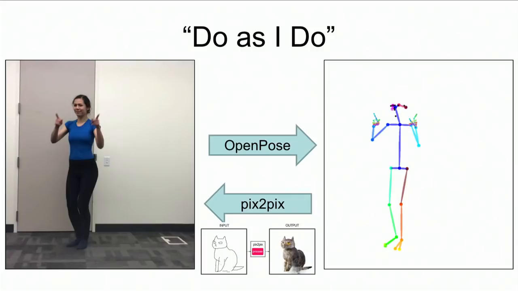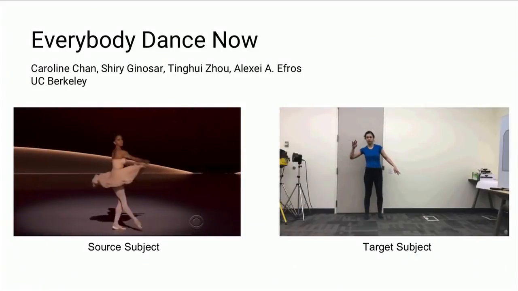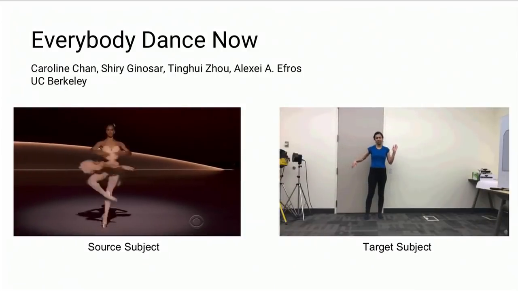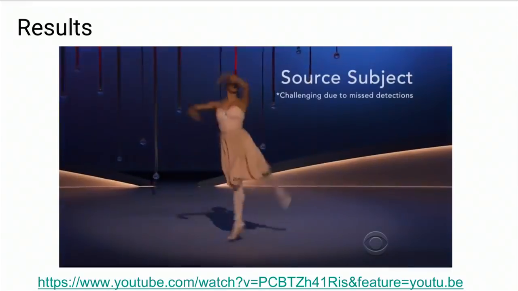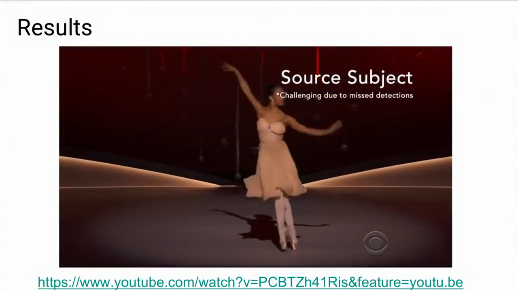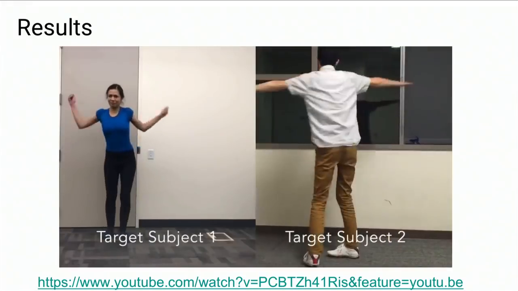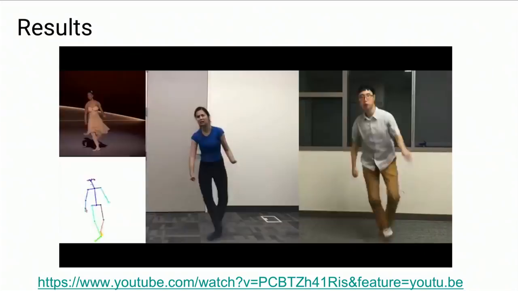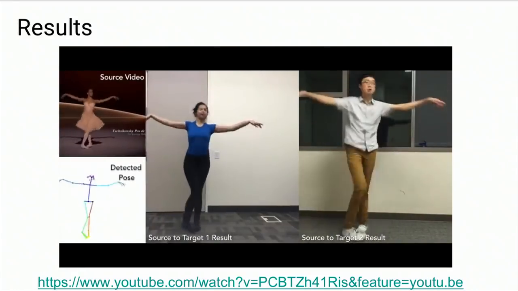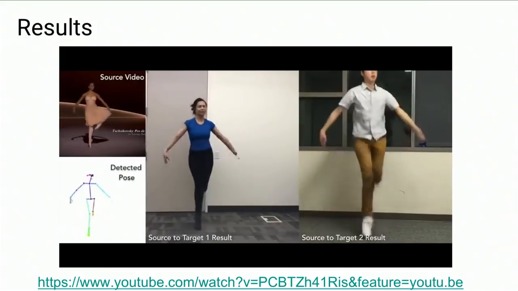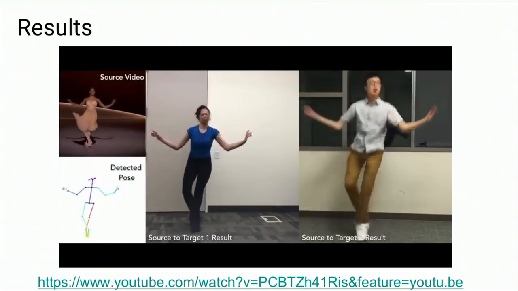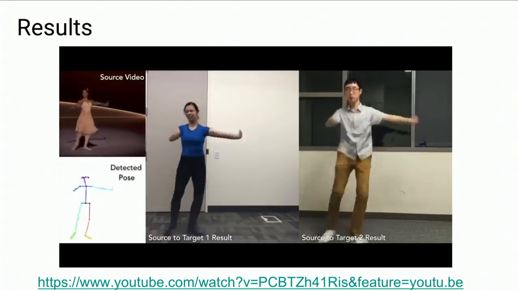Just chain it together. And now what we can do is a do-as-I-do motion transfer. Given a professional, transfer that to an amateur. And here are some examples of that. Everybody loves subject number 2. This is Ting Hui Zhou. His PyTorch coding is much better than his dancing.